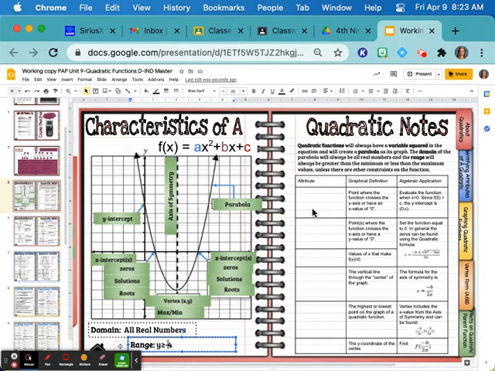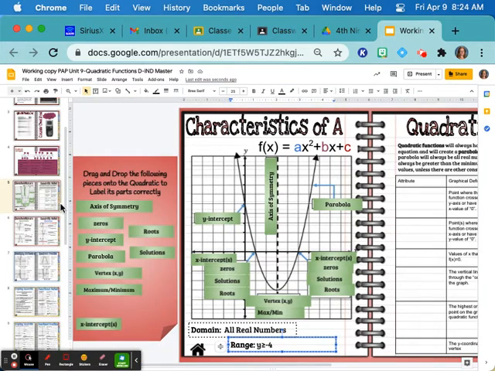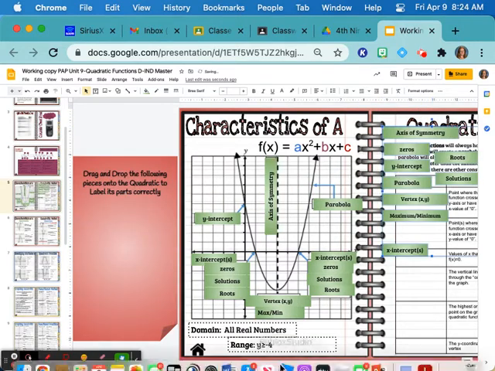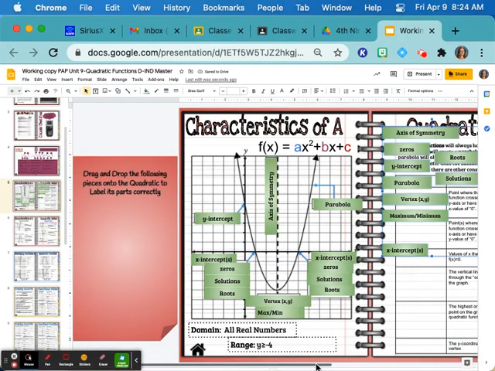Let's drag and drop the words for our definitions. So let's see. We have all of these we need to drag and drop. I'm going to copy them or drag them over here so I can find the spot for them.